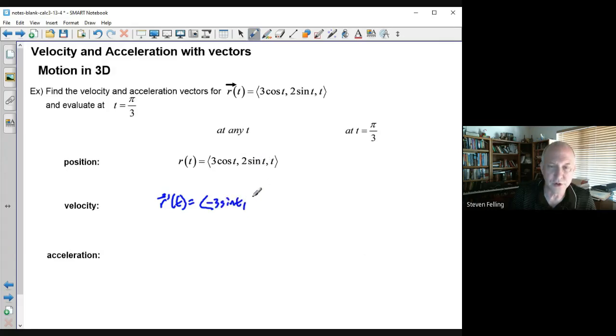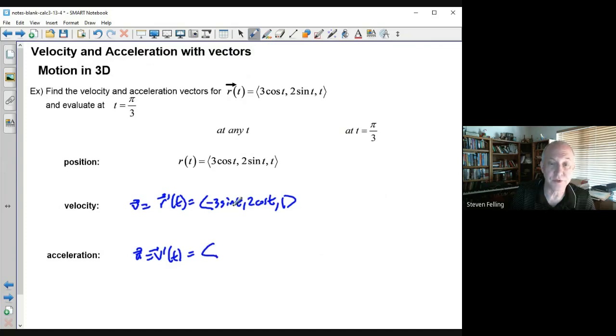The derivative of sine is cosine, so that's 2 cosine t, and then the derivative of t is 1, right? And then to get the acceleration vector, the velocity is the derivative of the position, and the acceleration is the derivative of velocity. And so we'll just do that with the vector.